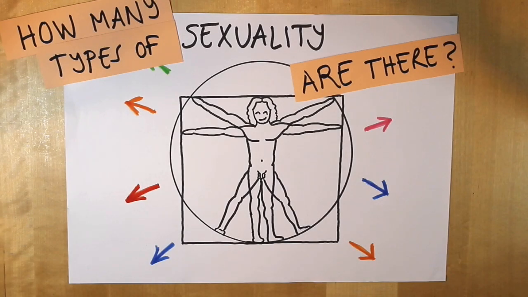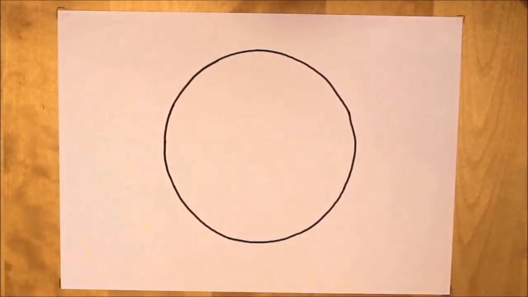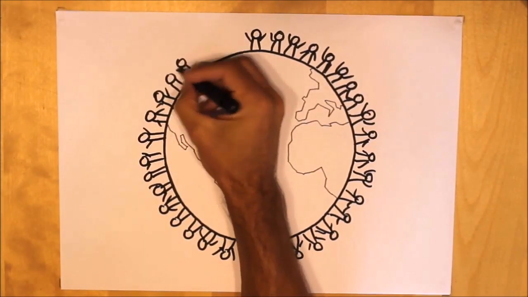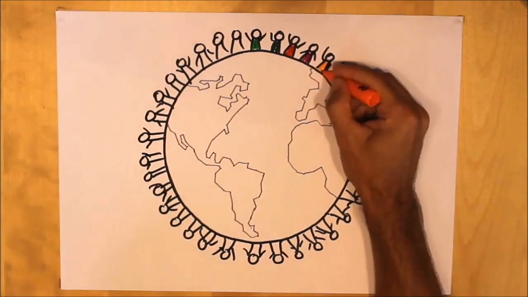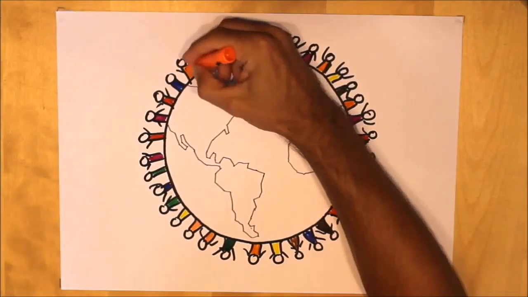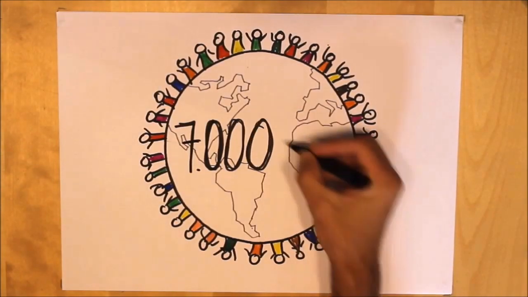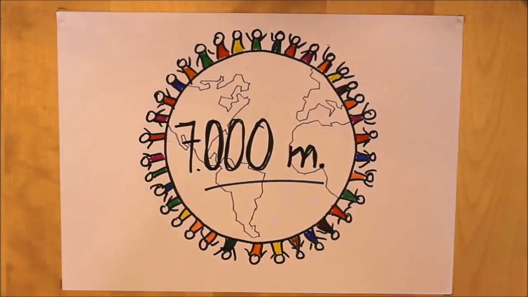Do you remember the question at the beginning of the video? In a world where there are more than 7,000 million people, it's easy to say that each person's sexuality is unique. So it's one person, one sexuality, right? That means that there are over 7,000 million different sexualities.